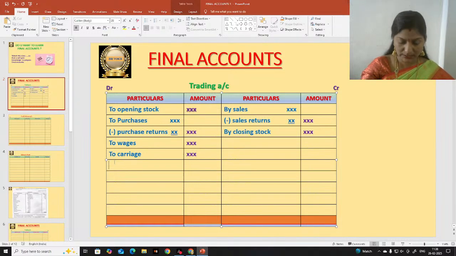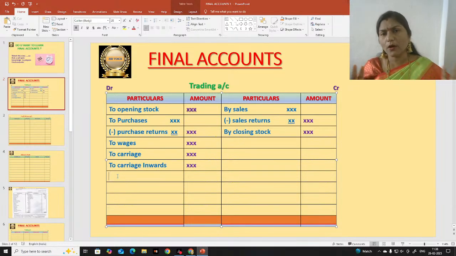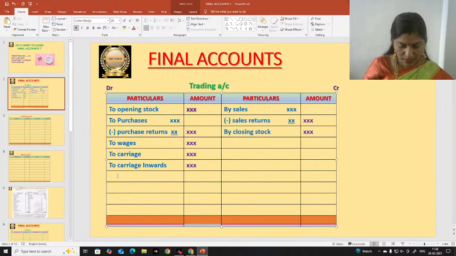And the next item is To carriage inwards. So carriage inwards also is a regular item that comes. You should remember all these items, because regularly these items are going to appear in the examination. The next item is To factory rent.